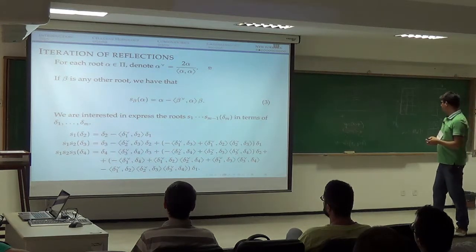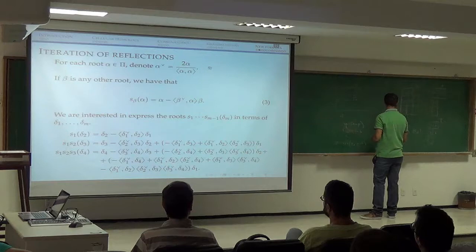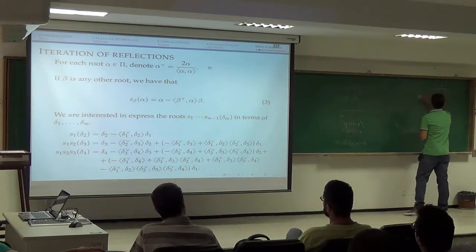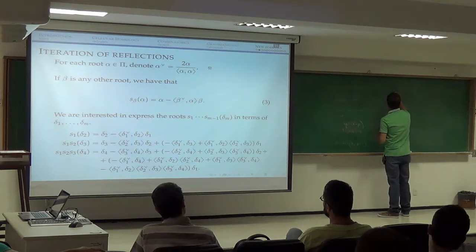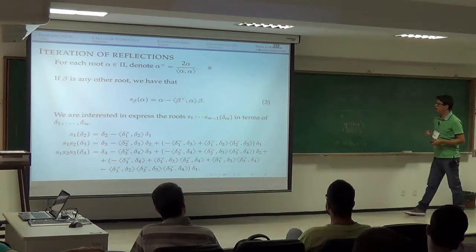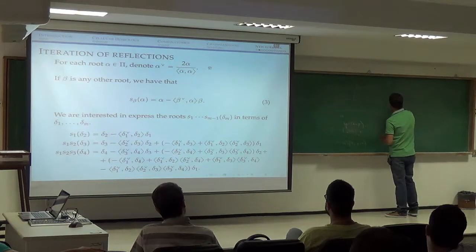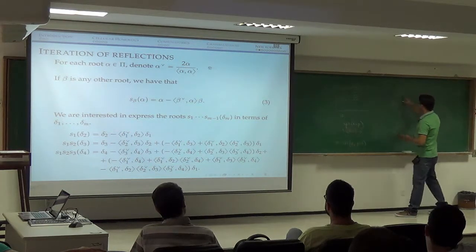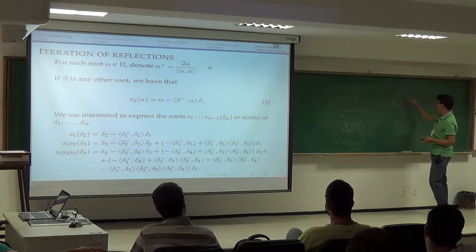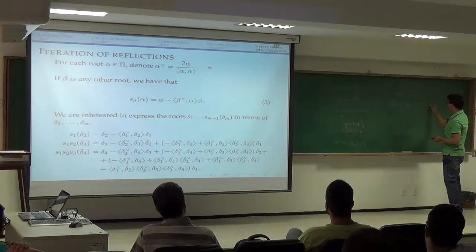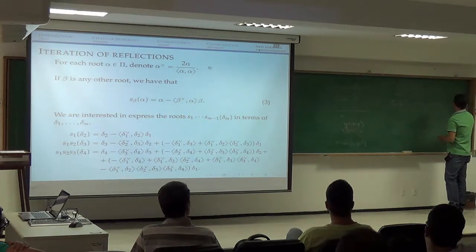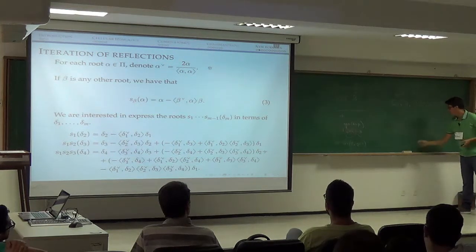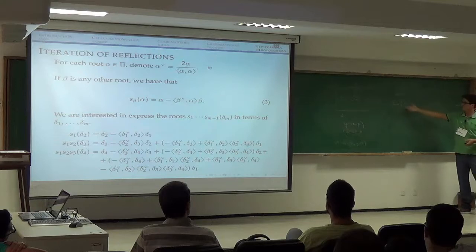Remember the expression of P of W. If W is written this way, as a product of S1 to Sn, then P of W is given by delta 1, which is the corresponding root of S1. The second one will be S1 applied over delta 2, and so on: S1, S2 over delta 3, and finally S1 to Sn minus 1 applying over delta n. This is the root that appears inside P of W.